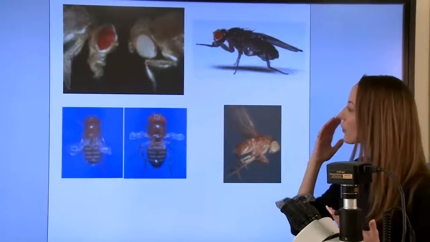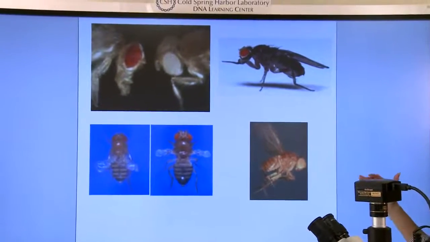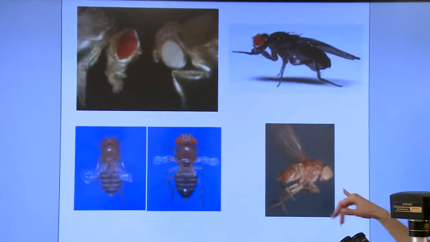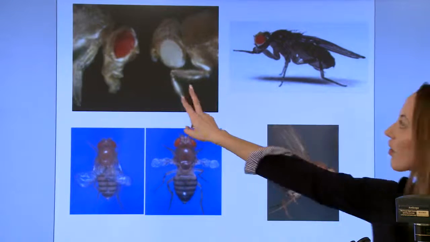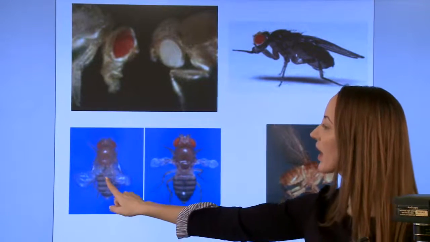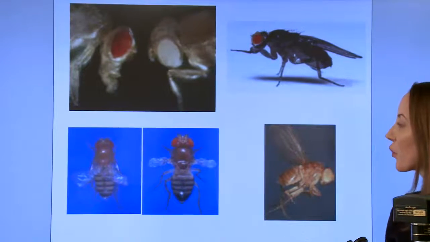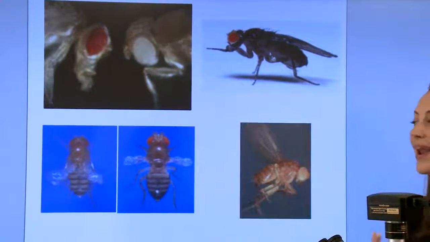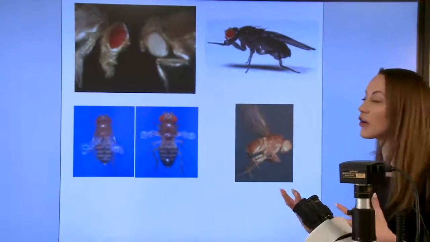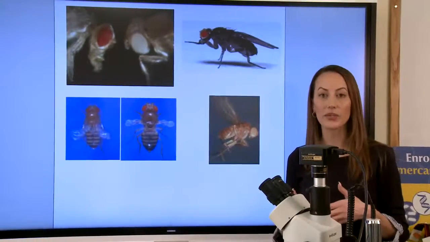All right, and these are just a few other examples from actual pictures. We can see the white eyes, black body, different color eyes here as well, and then again, different mutations in the wings. We have crumpled wings here, and we have curly wings there. So any kind of mutation that we're seeing here is probably not going to help it survive.